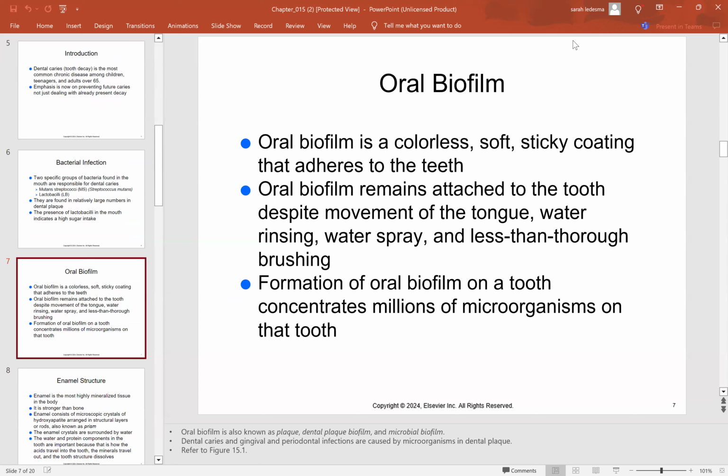We'll talk a little bit about oral biofilm or plaque. This is a colorless, soft, and sometimes sticky coating that adheres to the teeth. It remains attached to the tooth despite movement of the tongue, water rinsing, water spray, or a less than thorough brushing. Formation of oral biofilm on a tooth concentrates millions of microorganisms on that tooth.